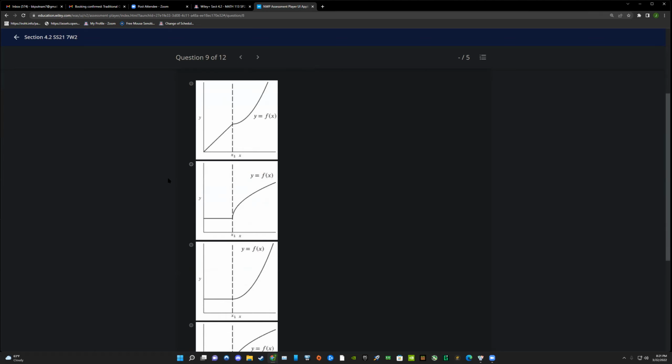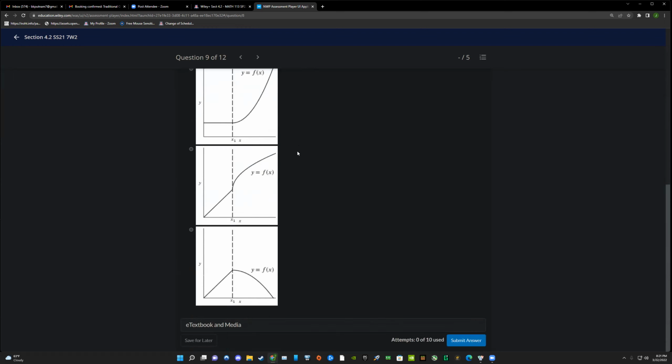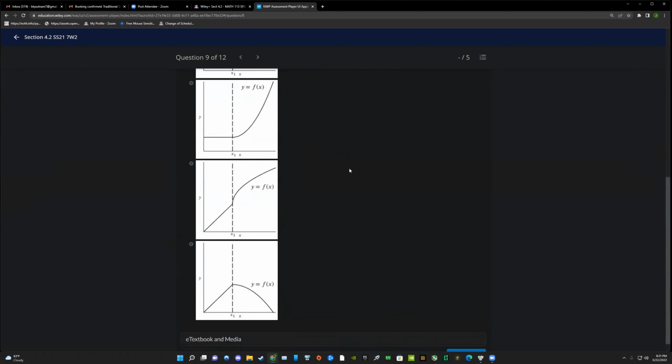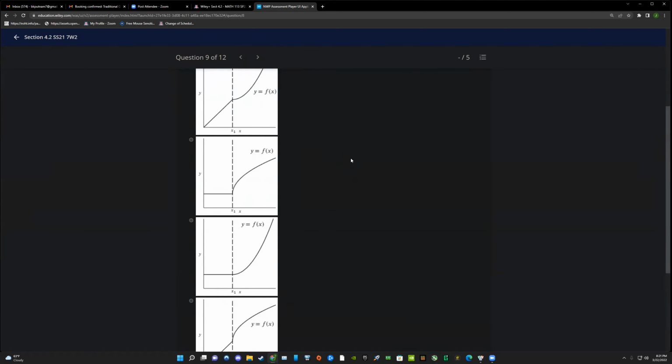What's the slope of a horizontal line? 0. And the next one has a horizontal line, that's also 0. Okay. This could work, but this can't work because this decreases. So we're down to the first and the fourth.